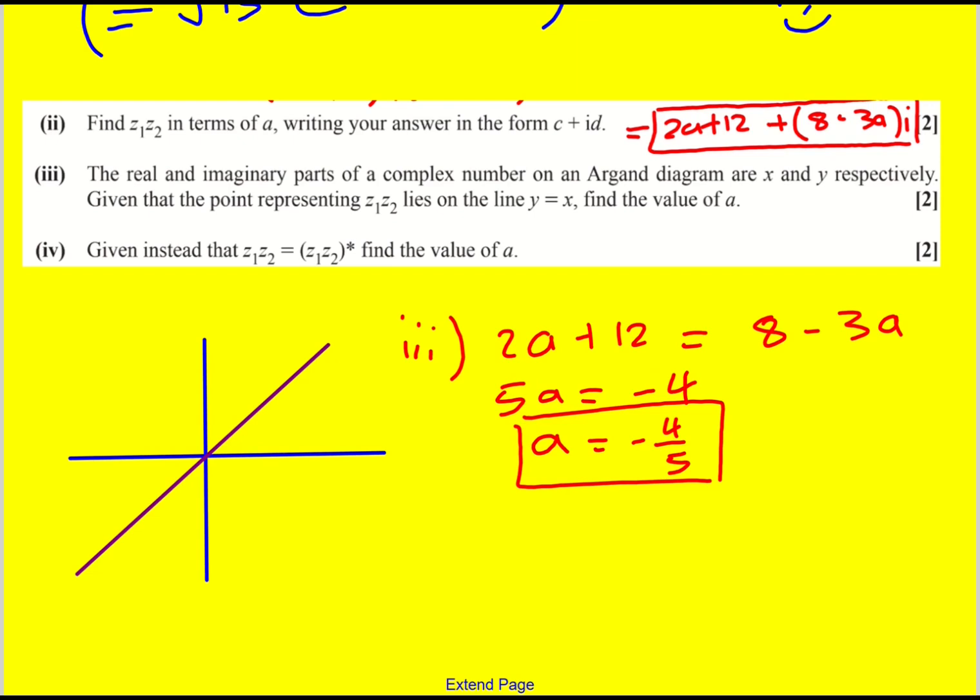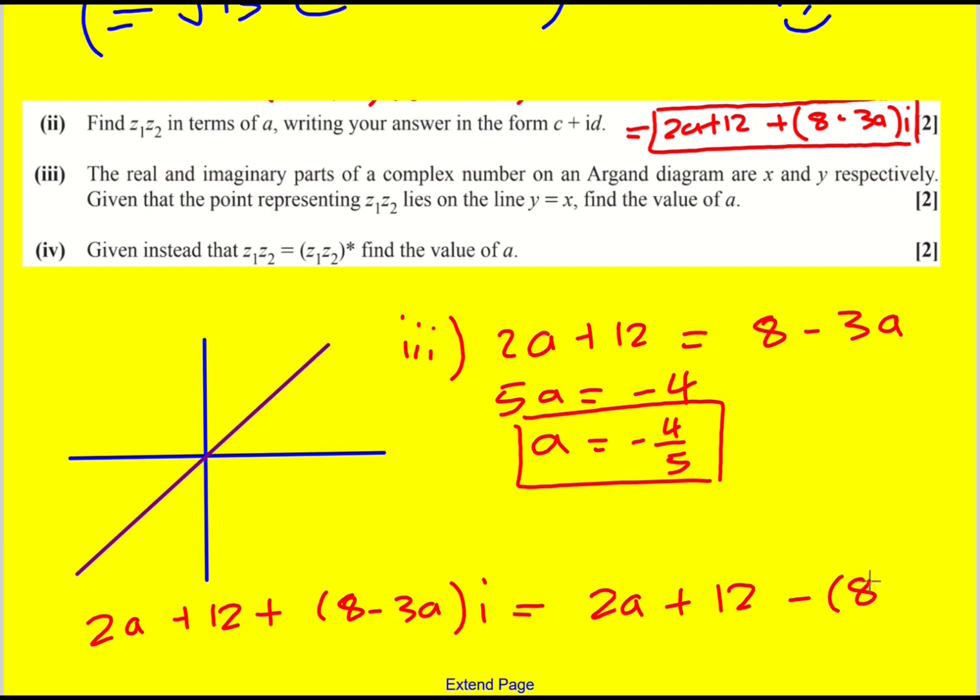Then given instead that the multiplication is equal to the multiplication with the complex conjugate taken, find the value of a. So this time I've got my original 2a plus 12 plus 8 minus 3a i. And we're told that this is equal to the complex conjugate, which is when you essentially make this part negative. So 2a plus 12 minus 8 minus 3a i.